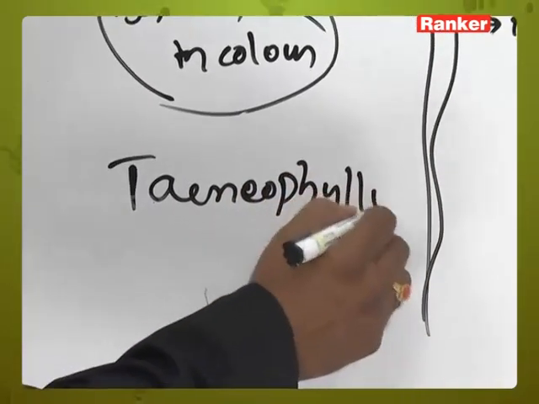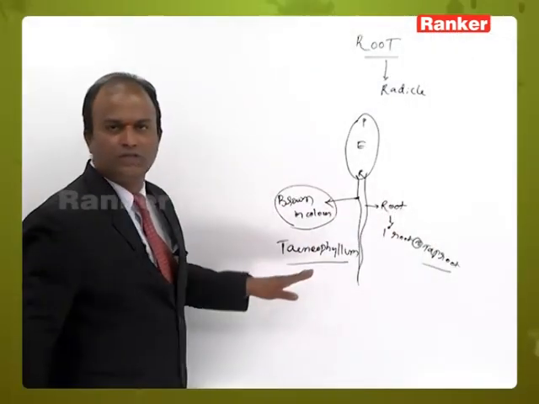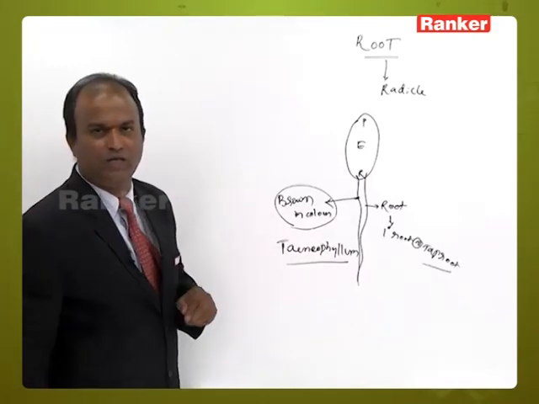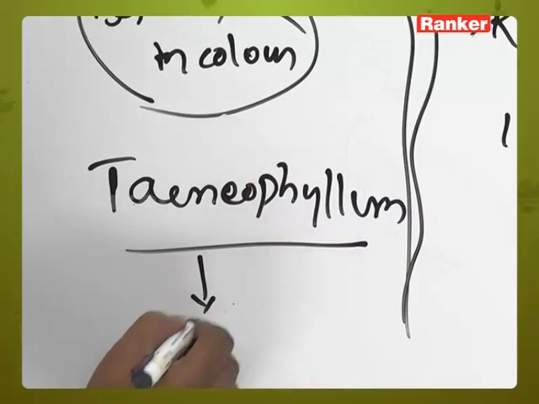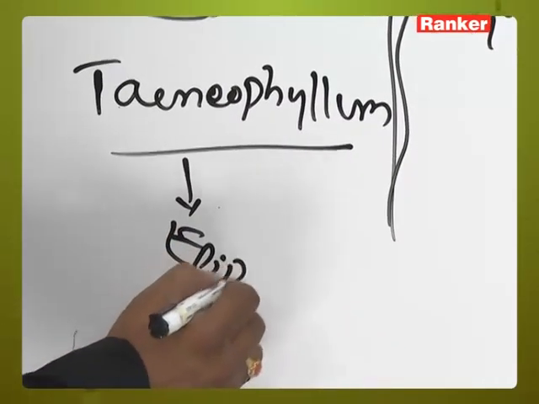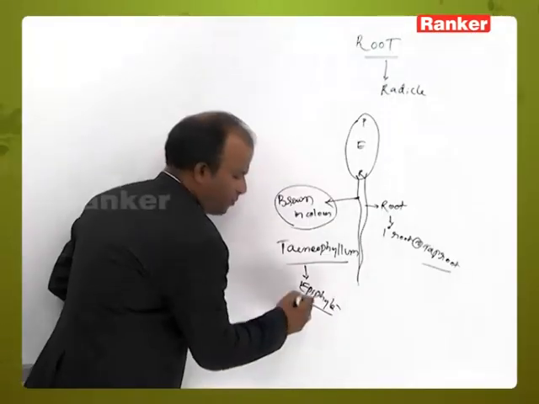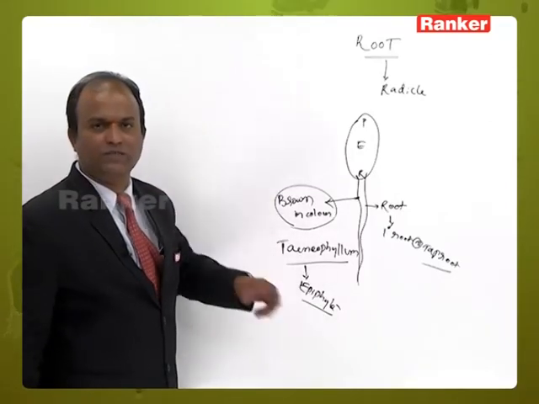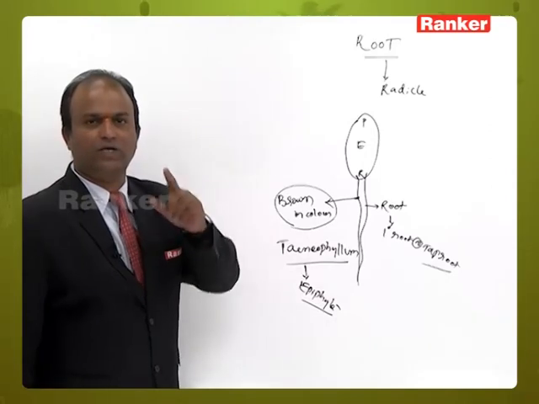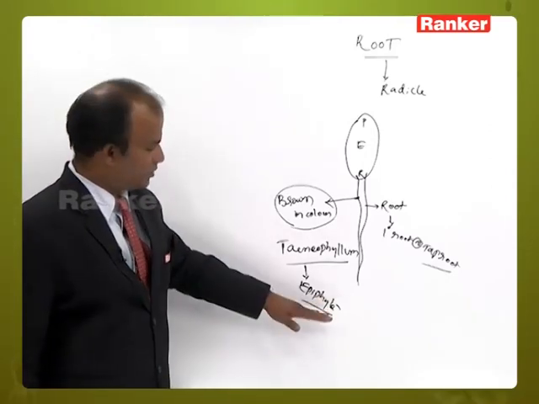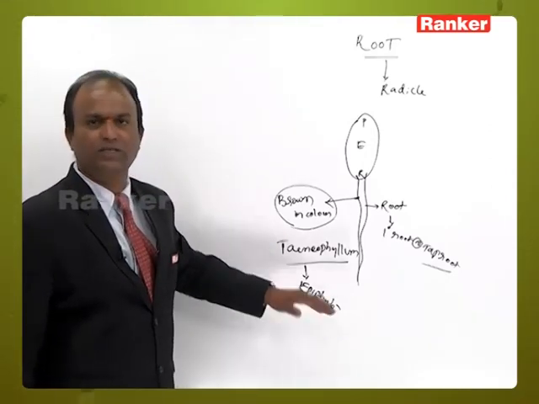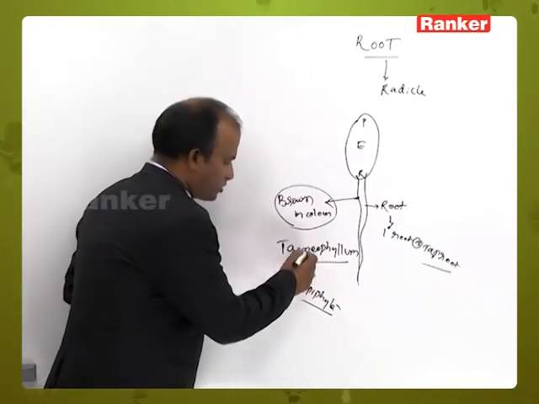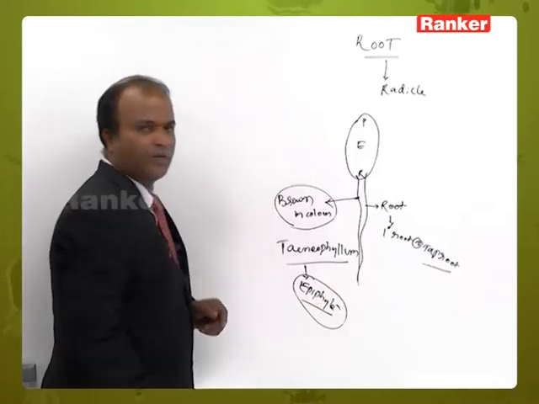this Taeniophyllum is one of the epiphytes. What is meant by epiphyte? These are the smaller plants which take shelter on the branches of the bigger trees. So this Taeniophyllum is one of the epiphytes.